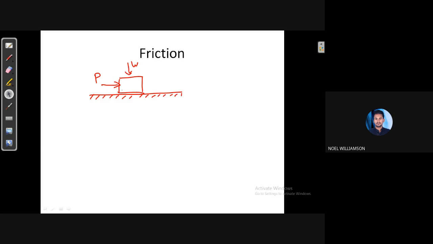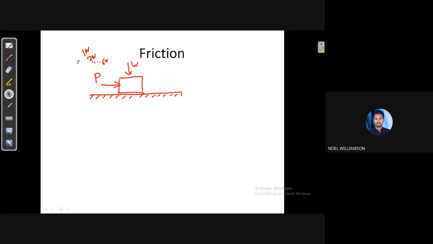But there will be some restrictions which prevent the motion. That means when we apply a force like this, initially it will not move. That is, when P is equal to 1 Newton, it will not move. And if we increase the force to 2 Newton, then also it will not move. And if it comes to 6 Newton, then it just starts to move. That means it overcomes the frictional force.